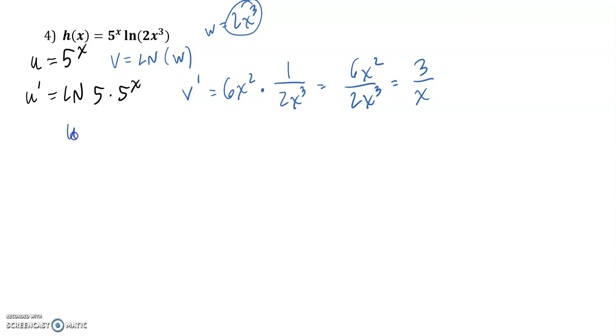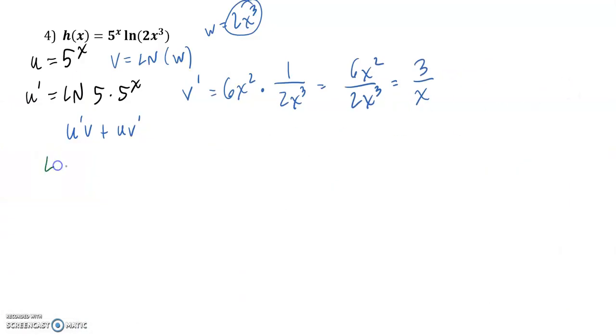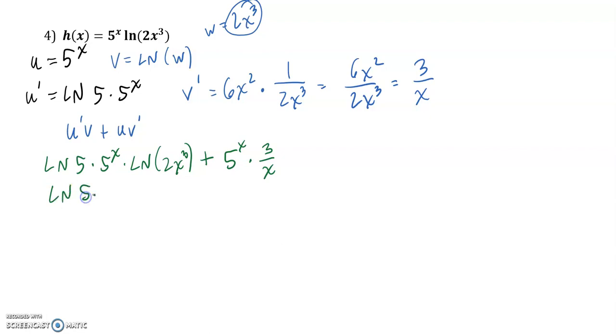Okay, now do your u prime v plus u v prime, the product rule. So u prime is natural log of 5 times 5 to the x times v, which is the natural log of 2x cubed, plus 5 to the x times 3 over x. Now we can clean that up a little bit. We could factor. If you got here, this is great.